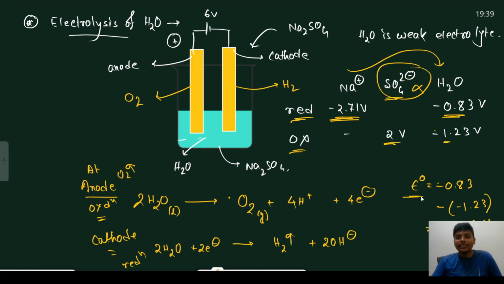If E naught is negative, that's why it is a non-spontaneous reaction. That's why we have to give electricity. Clear? That you need to understand. Whatever mathematics is done, it is chemistry, you need to understand. On the basis of chemistry concepts, you can tell anything. The concept should be clear. Whatever value comes, the value here is negative because this is a non-spontaneous reaction.